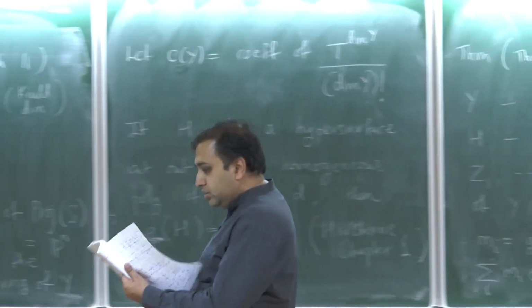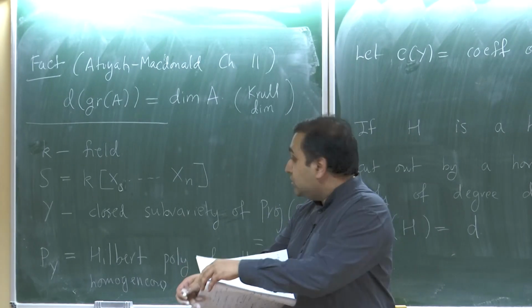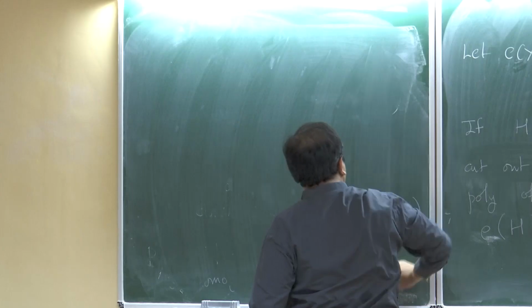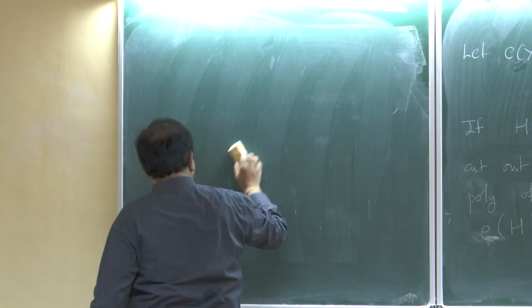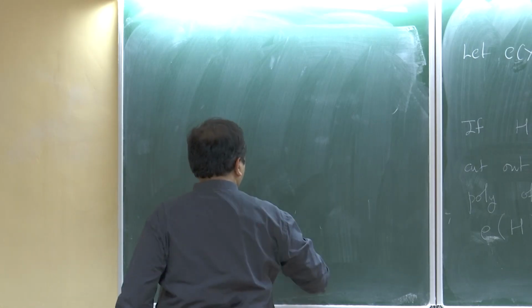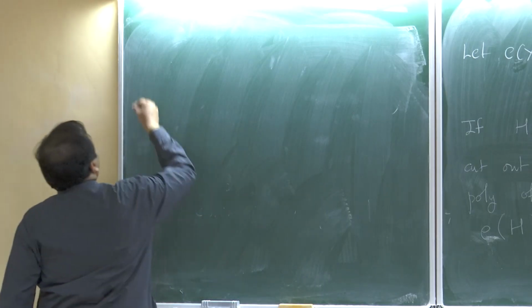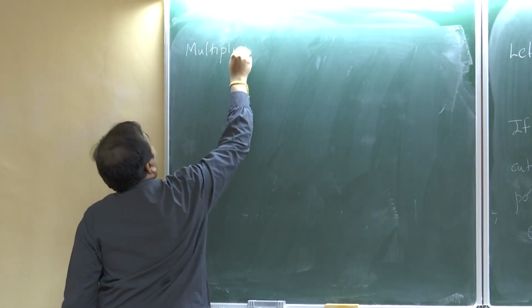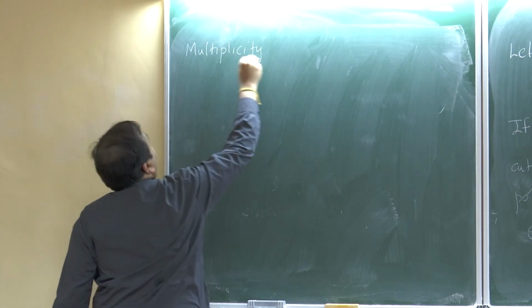Okay, so now what does this have to do with Segre classes? I want to talk about how to define the multiplicity at a subvariety.